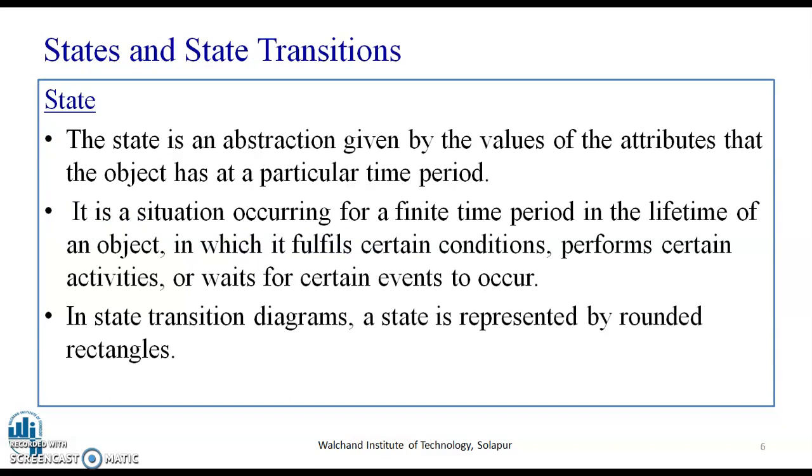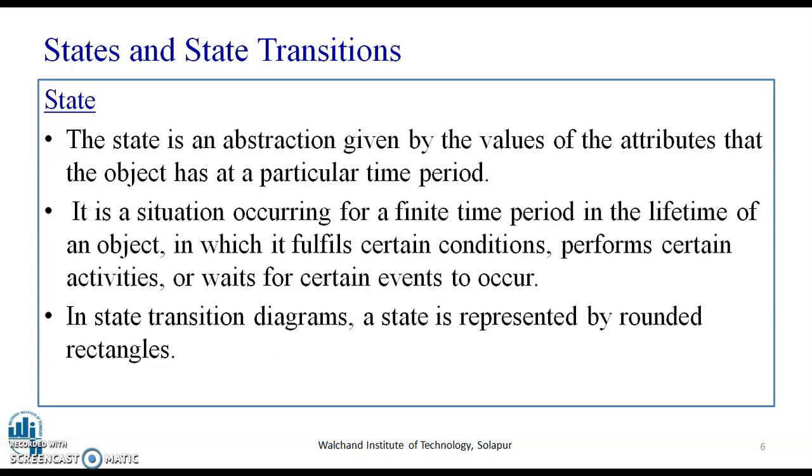Now, before going to the notations, we will once again take in detail understanding about the state and how to identify the state. So, the state is an abstraction given by the values of the attributes that the object has at a particular period of time. It is a situation occurring for a finite time period in the lifetime of an object, in which it fulfills certain conditions, performs certain activities, or waits for certain events to occur.